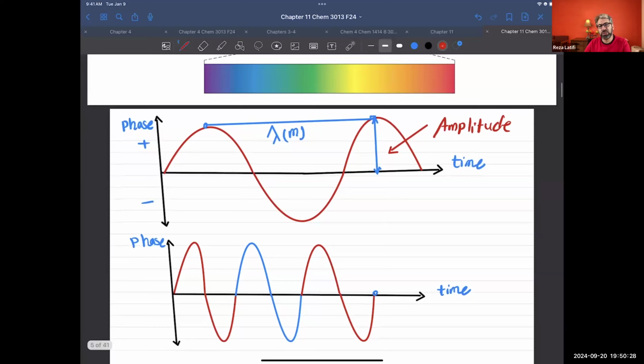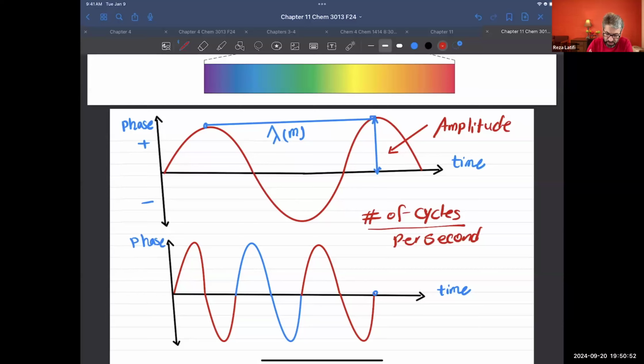Okay, next, the number of cycles that pass one specific point in 1 second represents frequency. So frequency will be the number of cycles per second.